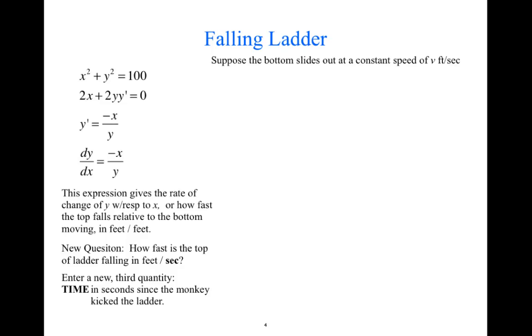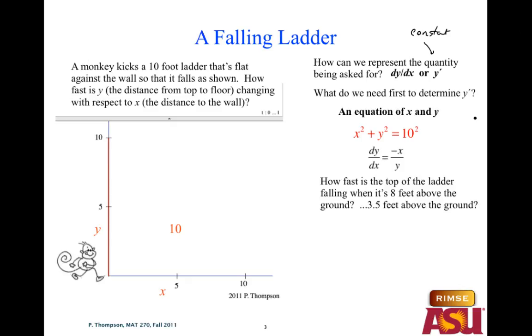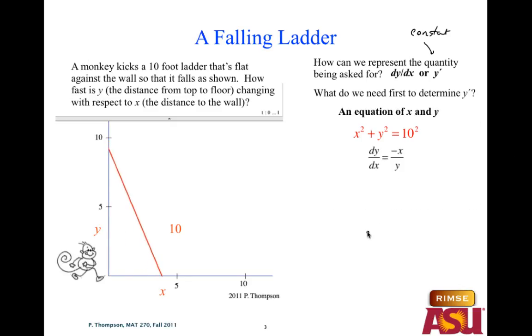Okay, and then we're going to suppose that the bottom slides out at a constant speed of v feet per second. So this is constant. Does the top fall then at a constant speed? Actually, the animation showed that situation. The bottom is moving out at a constant speed. Does the top fall at a constant speed? No.